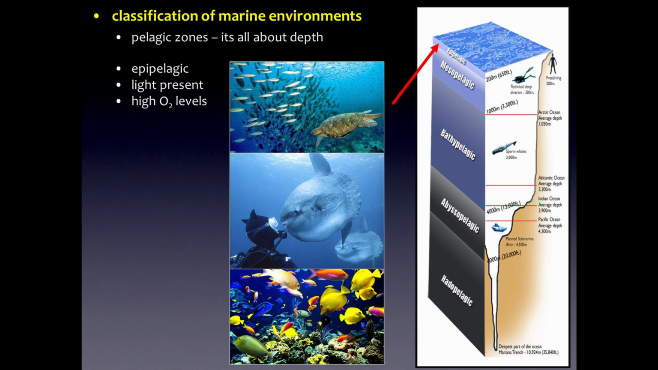We have enough light for photosynthesis to occur. And the other important thing here is because we're close to the surface and in contact with the atmosphere, we see high levels of oxygen dissolved within the water as well. This water is very oxygen rich.